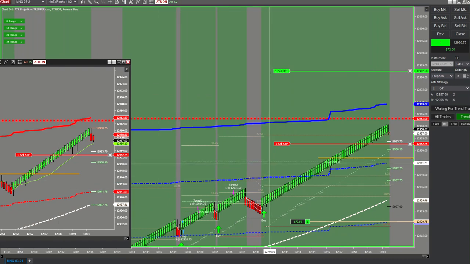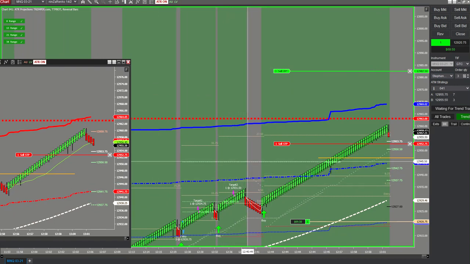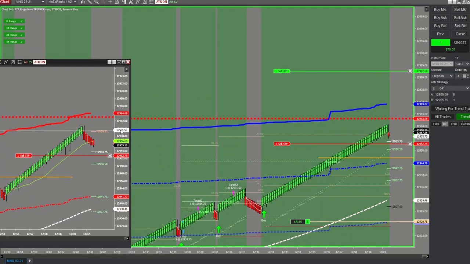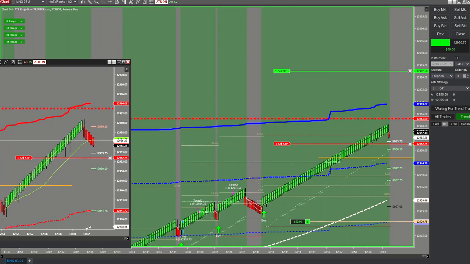And I would have been out here at 3 GC, so I squeezed a little bit more out of it. But I'm willing to give back, usually 5, 6, 7 points. Obviously it depends on the market, but I'm willing to give back some just to let it run.